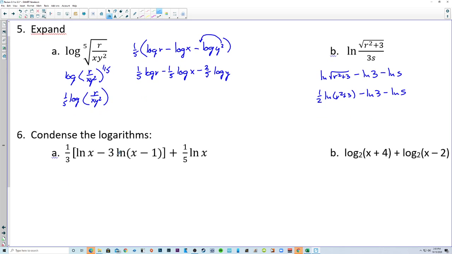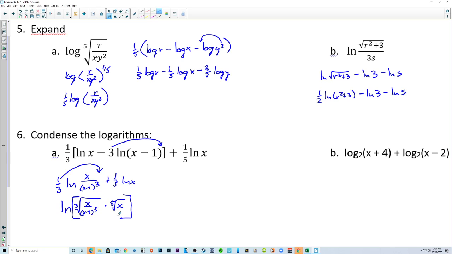Condense, let's go backwards with it. Let's do the brackets first. We have 1/3 natural log of x over x minus 1 to the third, because we can bring that up to a power, plus 1/5 natural log of x. So this is going to be the natural log of the third root, because this is to the 1/3 power, third root of x over x minus 1 to the third, and then times the fifth root of x. And that's the natural log of both of those.